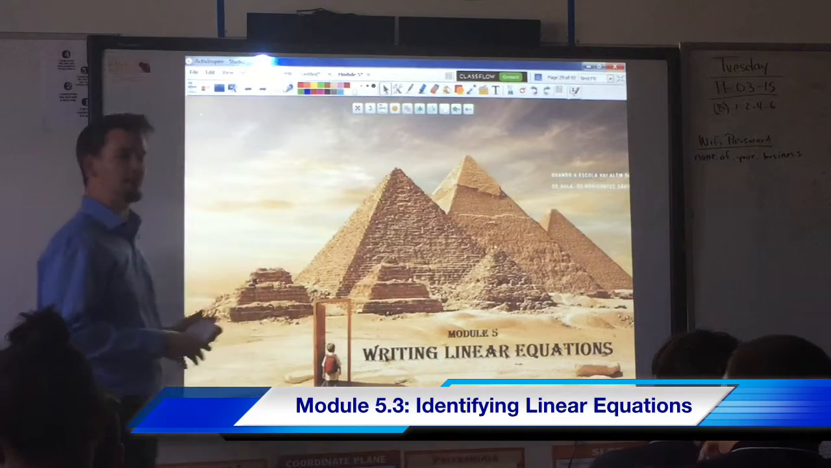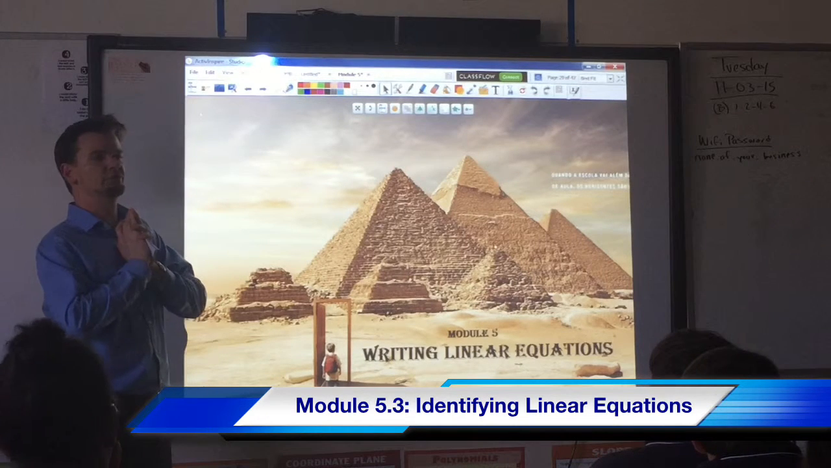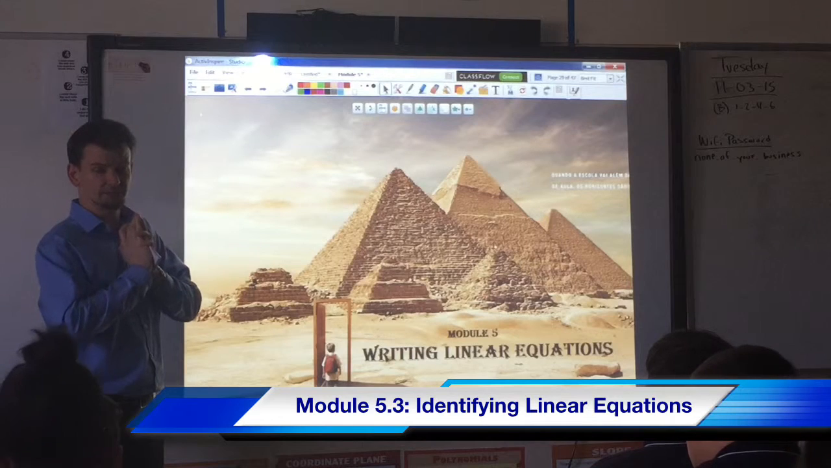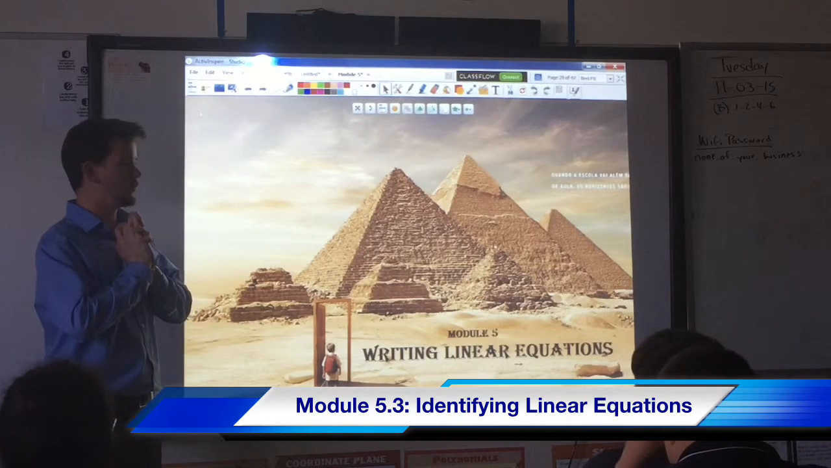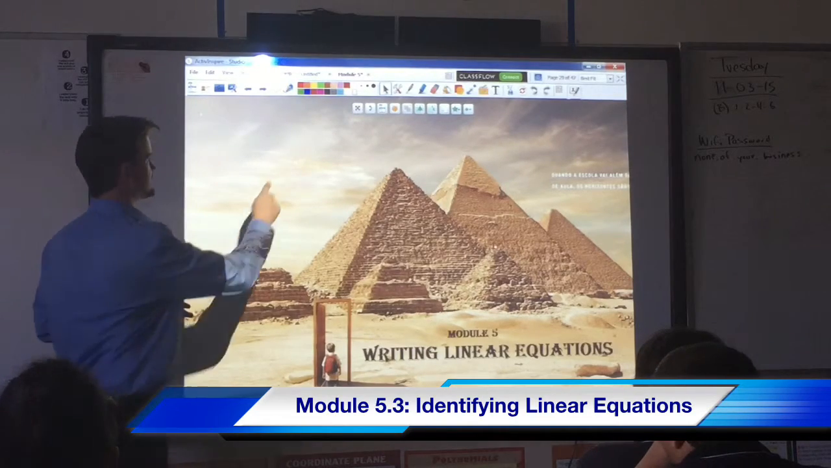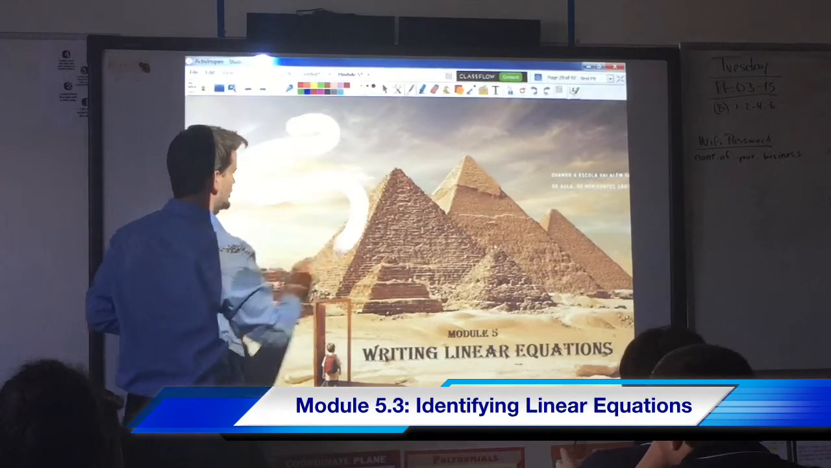Today we're going to finish up Module 5. We're going to do Module 5.3. We are going to figure out what exactly makes a relationship linear, and then we are going to talk about your homework. Now, as you can see here, I have a fancy new board. Everything is touchscreen, which means I don't need a stylus anymore, but I'll probably still use one.